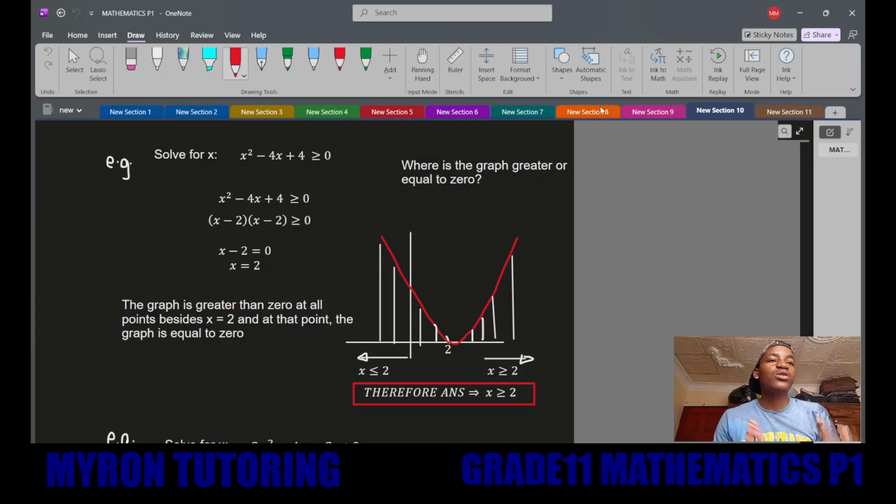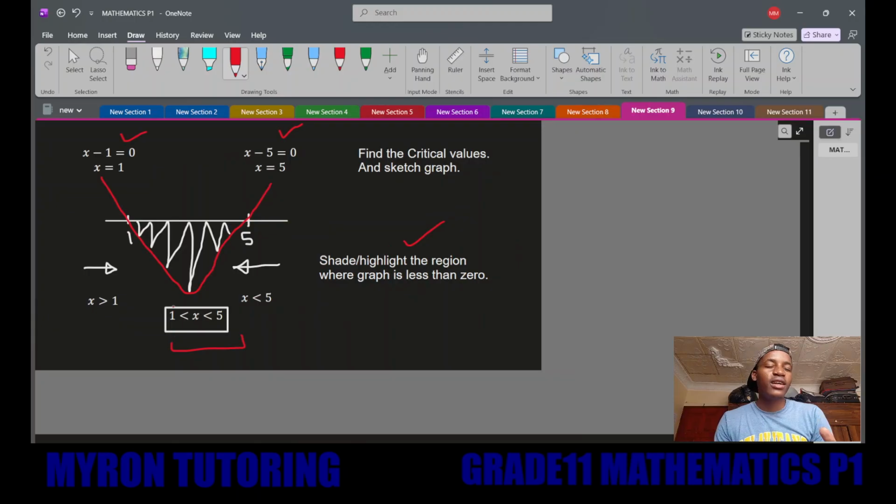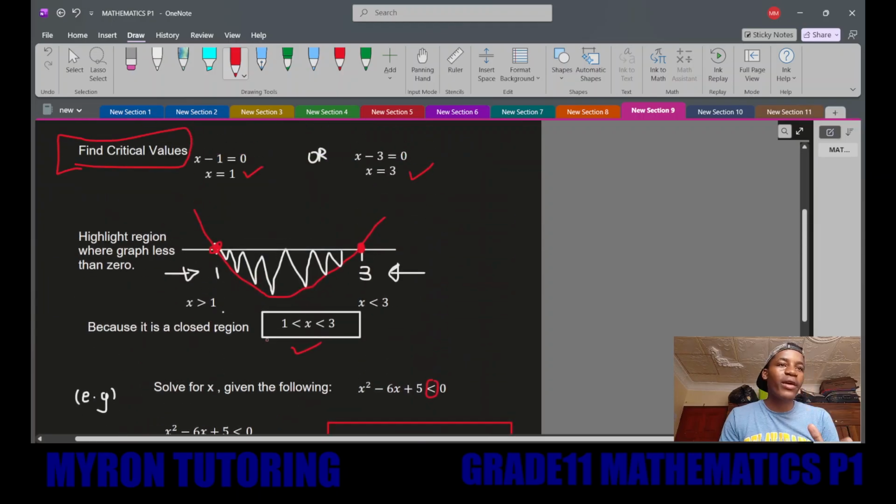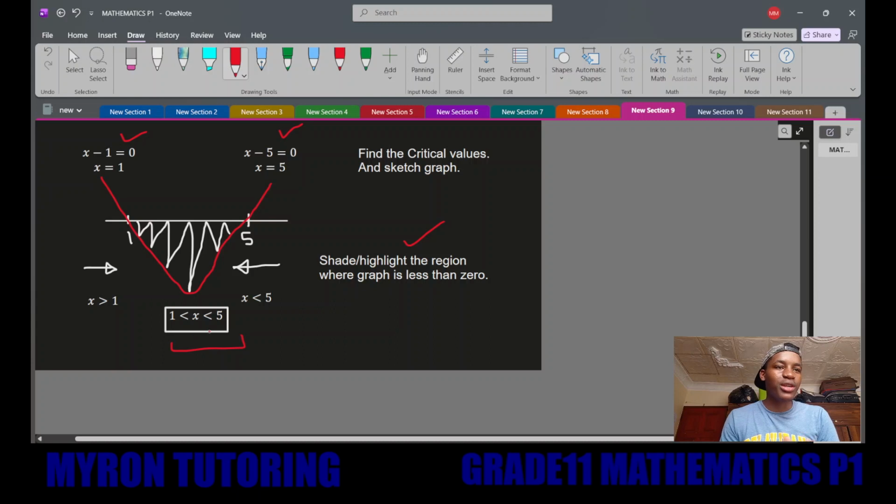You need to realize that in previous questions, 1 is excluded. 1 is not part of the answer, because it's saying the number of x is greater than 1 and the number of x is less than 5. So we are saying it is not 1, it is not 5. It's in between.